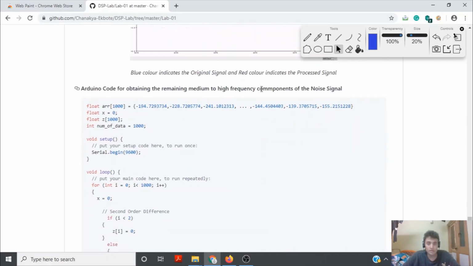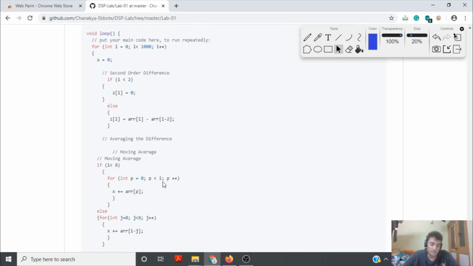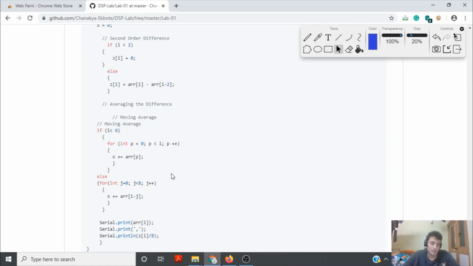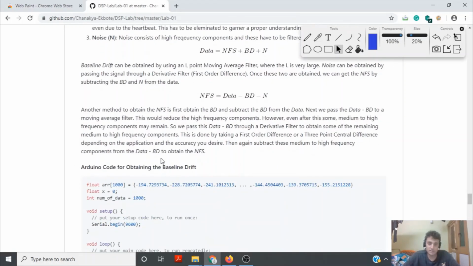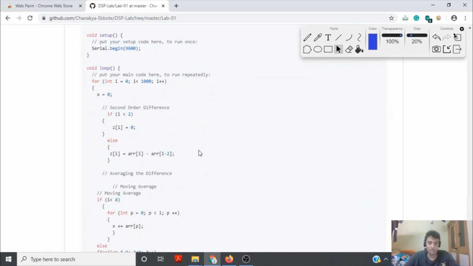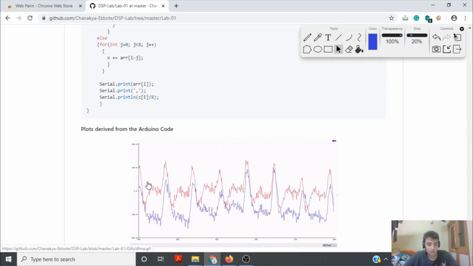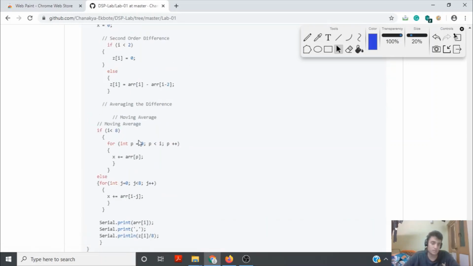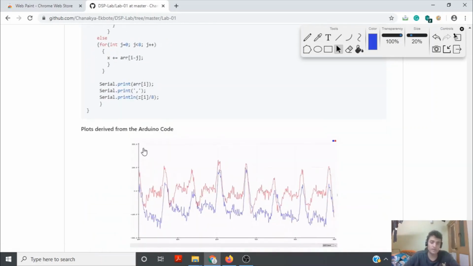Getting the medium to high frequency components can be obtained by first taking a difference and then getting the moving average of that. In the description that I've written here, the sequence is different: you first take the moving average and then pass it through a difference filter. However, since you're designing a system, irrespective of the location of the filter, the output remains the same. So the signal you get after sending it through a difference filter and then a moving average filter is this.